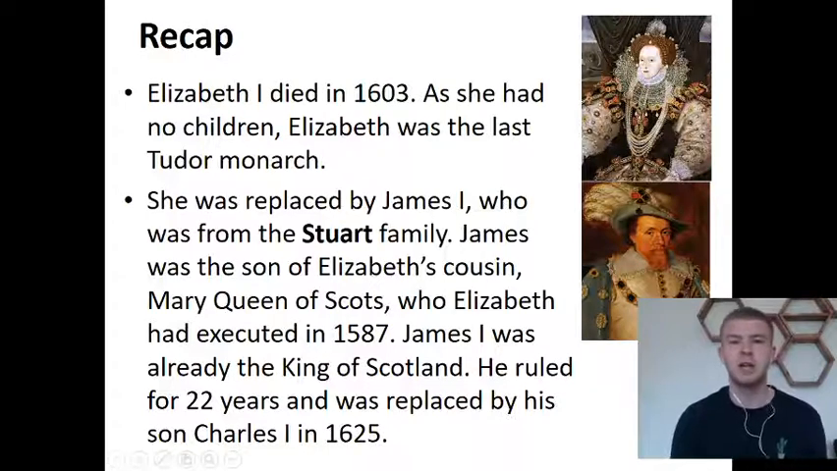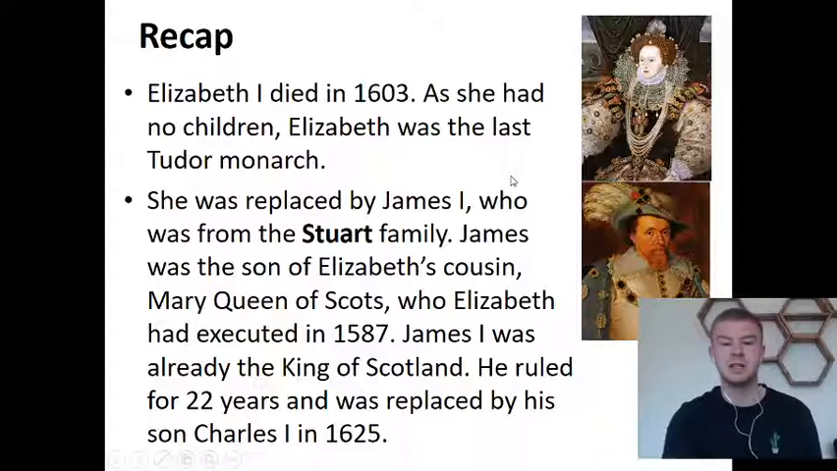Now, James I was also, confusingly, James VI of Scotland, because he'd already been King of Scotland when they asked him to take over and become King of England. One of the things that's a bit awkward for James was that his mother, Mary Queen of Scots, had been executed by the previous Queen, Elizabeth, and we looked at that in our previous lessons.